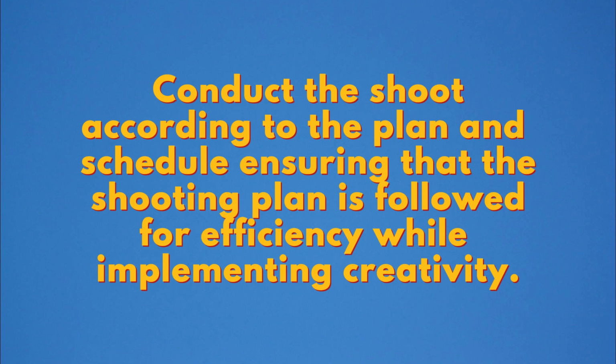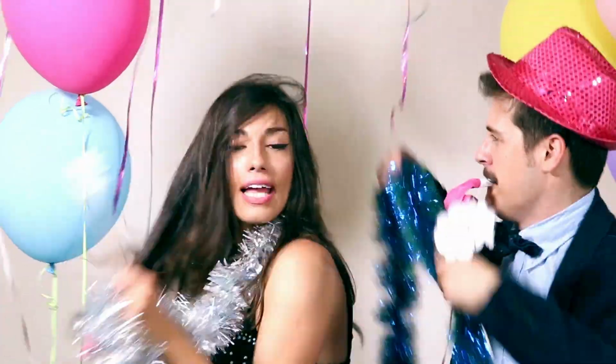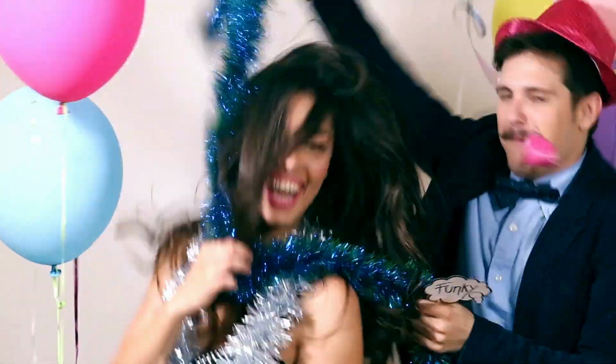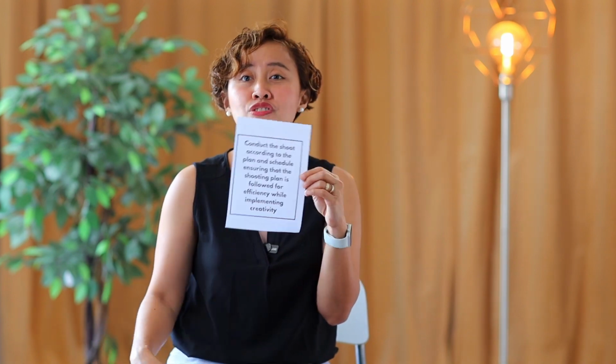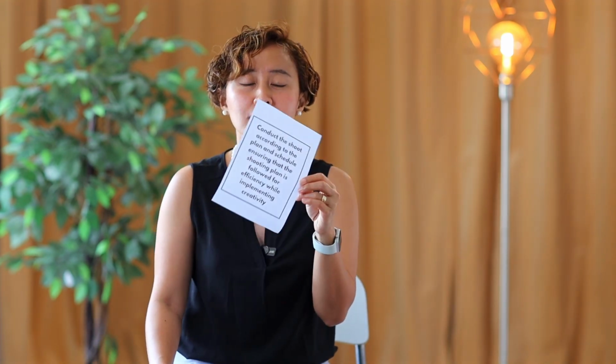Next step is conduct the shoot according to the plan and schedule, ensuring that the shooting plan is followed for efficiency while implementing creativity. Now that the client approved your logistics, the props, you got it all nailed down, and now you have to do the shoot. So this is a whole topic of preparing camera. How do you set the stage for the shot? What will you do for the models? How do you prep your models?